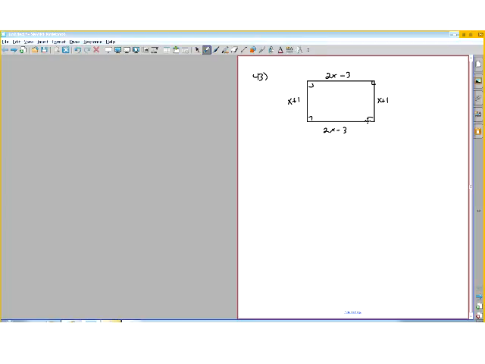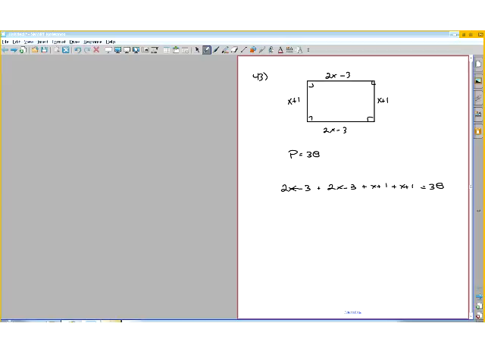So we also have the perimeter given in this problem. P is equal to 38. So the perimeter is just the sum of the lengths. If we add all the lengths together, we'll get 2x minus 3 plus 2x minus 3 plus x plus 1 plus x plus 1. So those are all the four sides, and that has to add to 38.